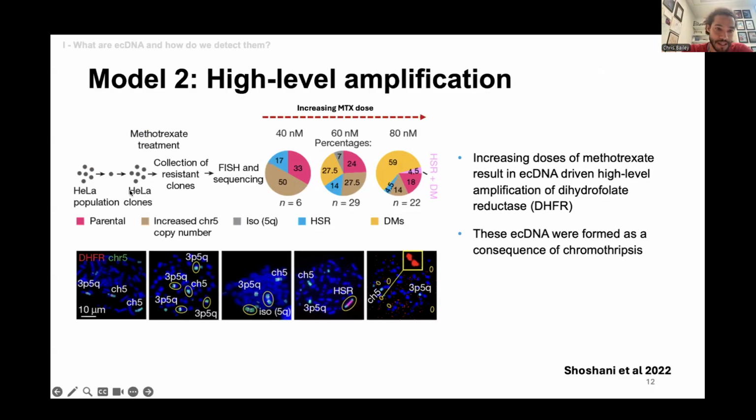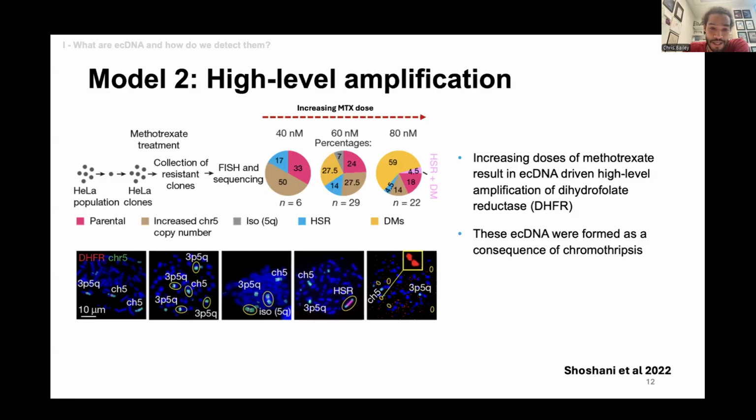And this experiment occurred through the application of methotrexate at increasing concentrations on a population of HeLa clones. As the concentration of methotrexate increased, there were higher and higher copies of dihydrofolate reductase, which is the target of methotrexate. And so these resistant clones at increased concentrations had ecDNA formed through chromothriptic events, and these were the drug-resistant phenotypes.